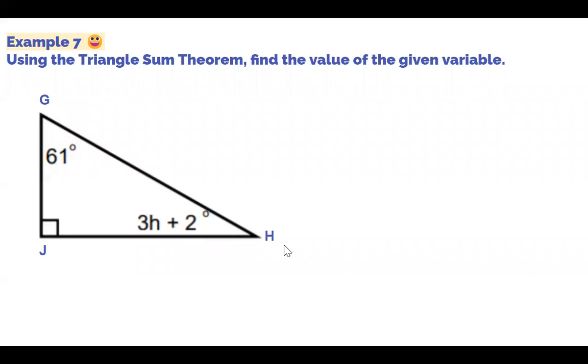We have our triangle GHJ. We're going to go ahead and use the triangle sum theorem. Find the value of the variable, and also find the value of all the angles that are missing, okay? Let's see what you guys get.